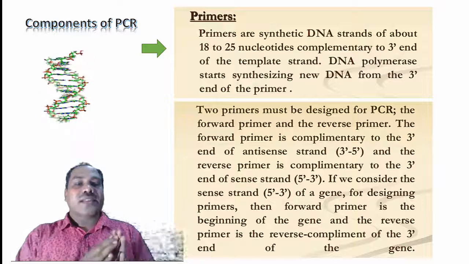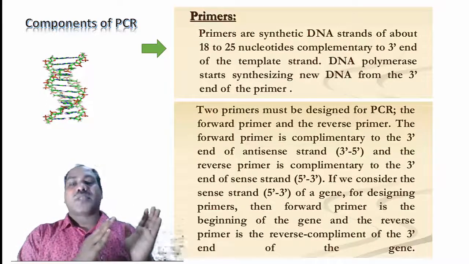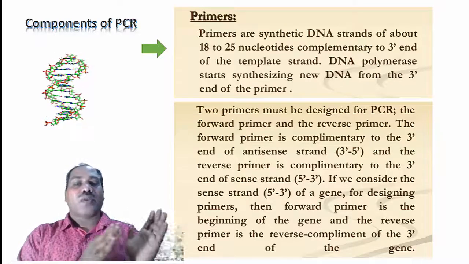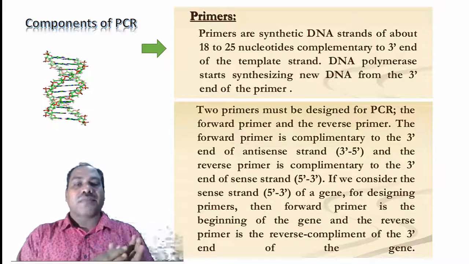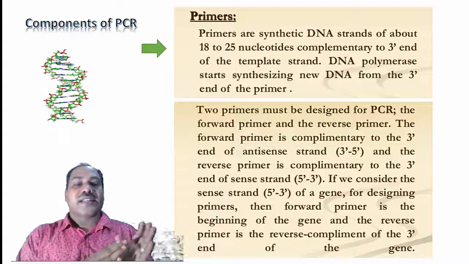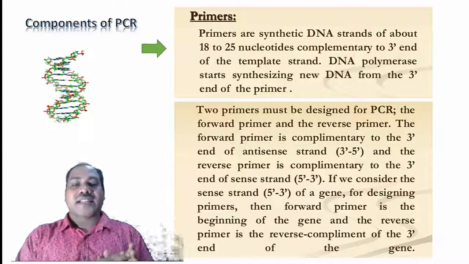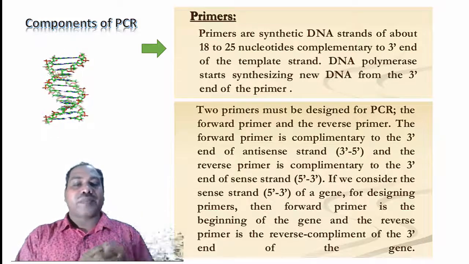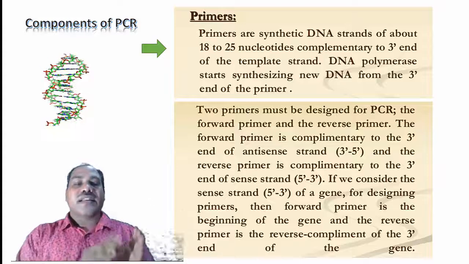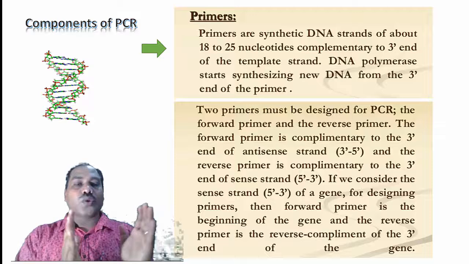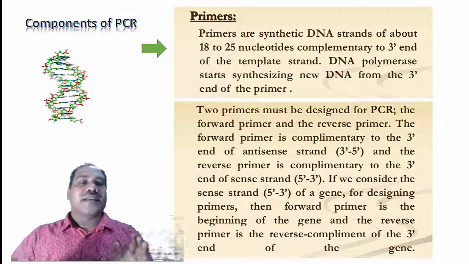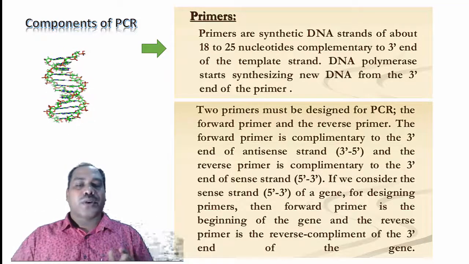Two primers must be designed for the PCR, one is the forward primer and one is the reverse primer. The forward primer is complementary to the 3' end of the antisense strand, and the reverse primer is complementary to the 3' end of the sense strand, and both the primers will be joined to both the strands to initiate the polymerization process.